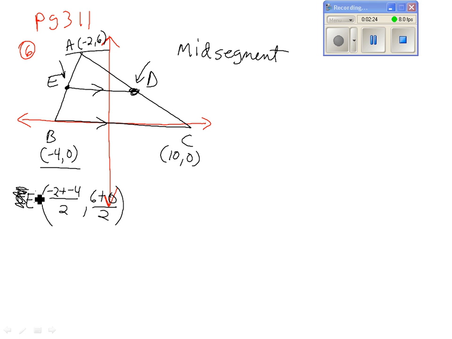-2 and -4 give you -6. -6 divided by 2 is -3. 6 plus 0 is 6. Divided by 2 is 3. That's the coordinates for E. Do the same thing for D.